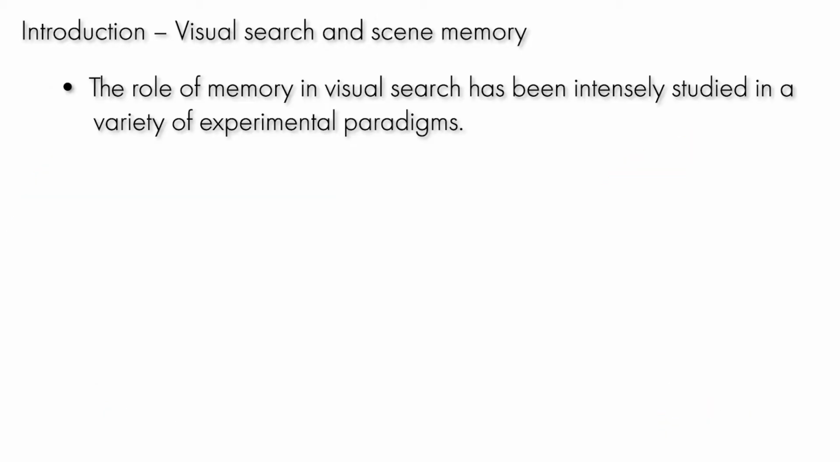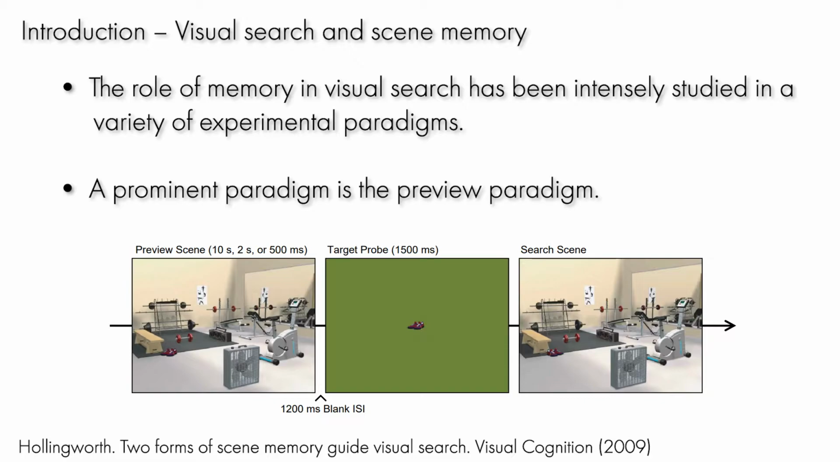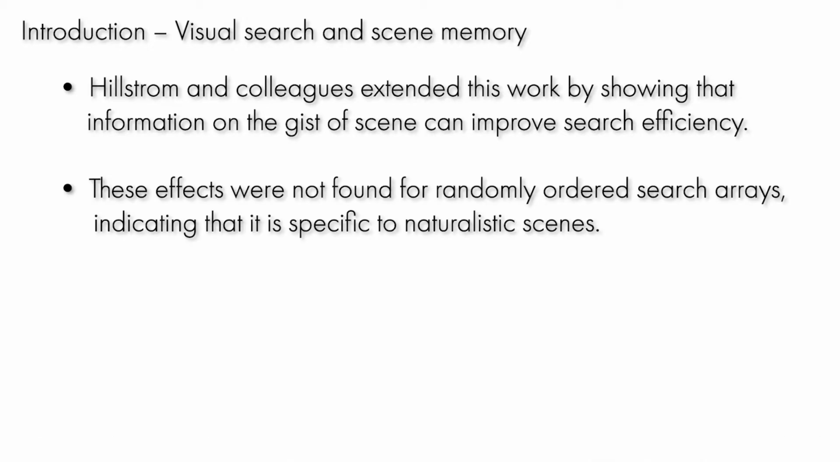The role of memory in visual search has been intensely studied in a variety of experimental paradigms. A prominent paradigm is the preview paradigm. Using this paradigm in a naturalistic setting, Hollingworth found benefits of scene preview. Hillstrom and colleagues extended this work by showing that information on the gist of the scene can improve search efficiency. These effects were not found for randomly ordered search arrays, indicating that it is specific to naturalistic scenes.